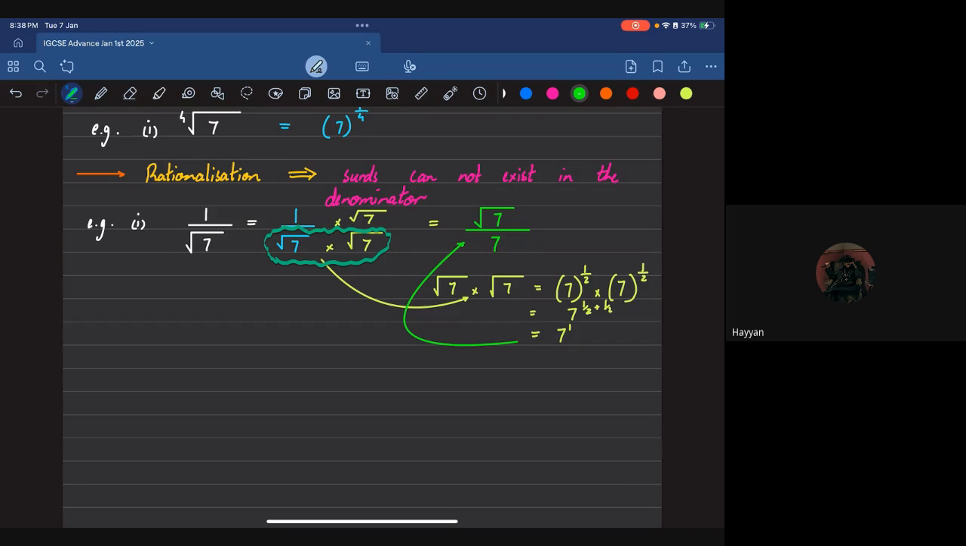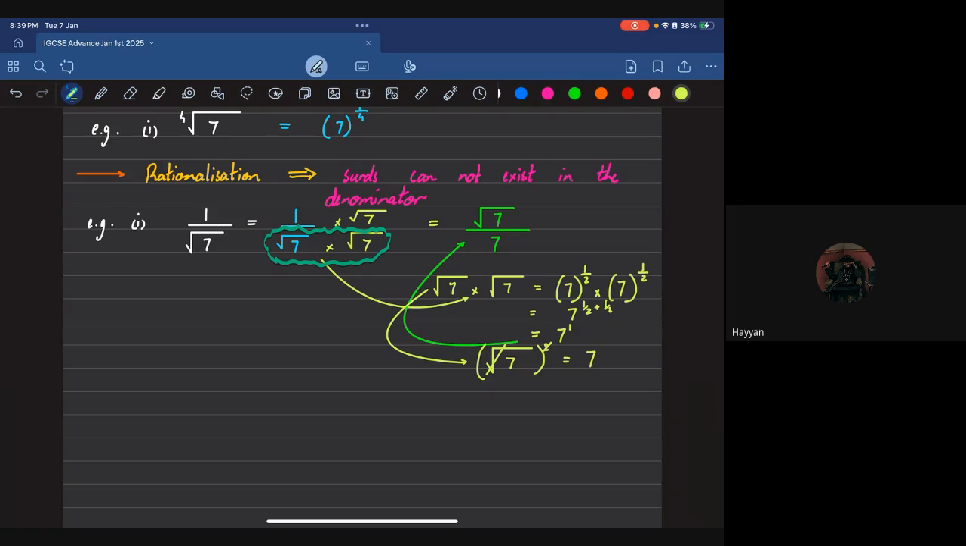Now, this is one reasonable explanation for this. Another one could be that because this is under root 7 times under root 7, you can also write this as under root 7 whole squared, right? Because it's being multiplied to itself twice. And that's going to simply cancel out these roots.